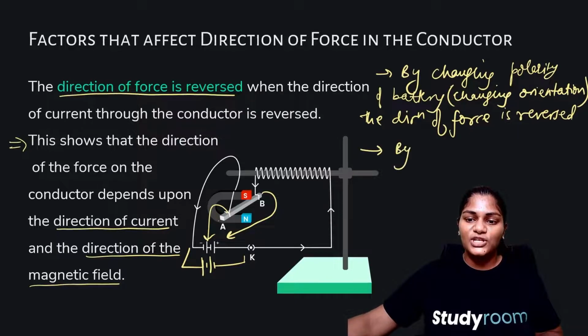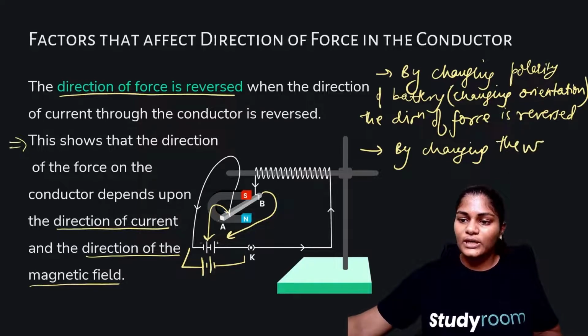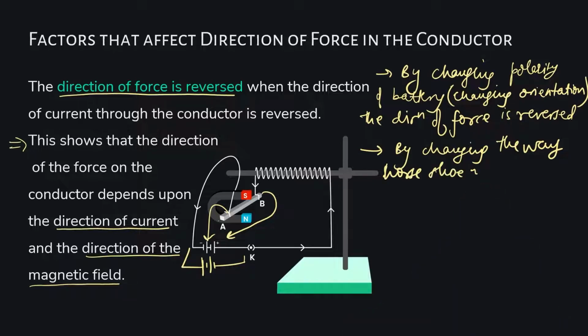Also, by changing the way the horseshoe magnet is kept, the direction of force is reversed. What does that mean? If we keep the battery like this only, again the same thing: when we want to see the effect or the change due to any two variables, we always keep one variable constant and we change the other variable, and we see what difference it makes.